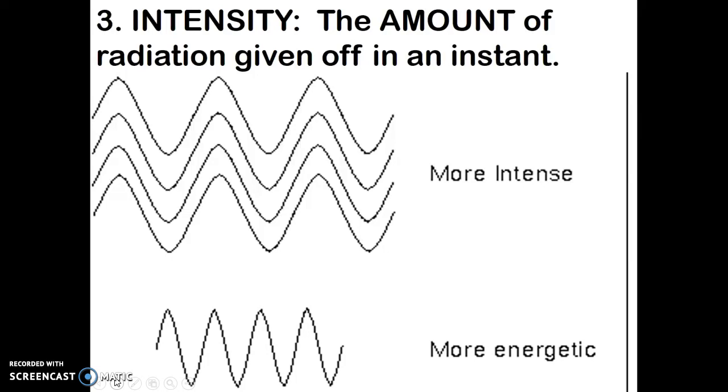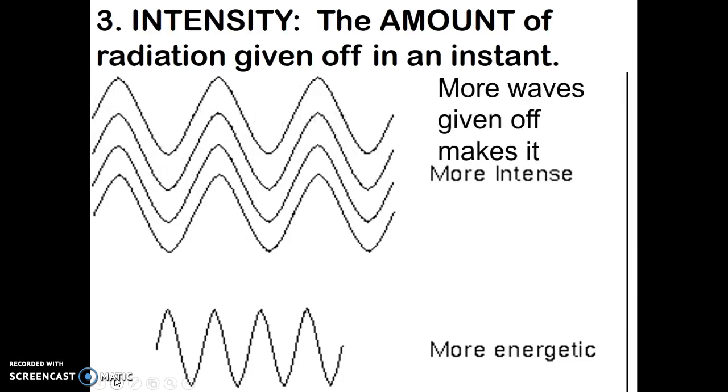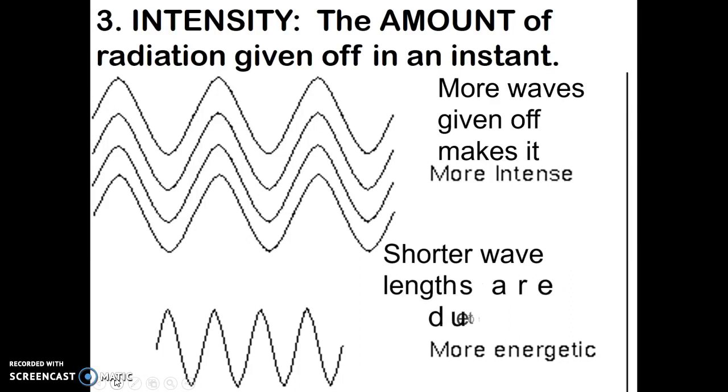All right, so the intensity then is the amount of radiation given off at a given time. So if you've got the top line, you've got 4 photons given off together. That's more intense than 1 photon of light. More waves given off makes it more intense, makes it more energetic. Shorter wavelengths also are more energetic.